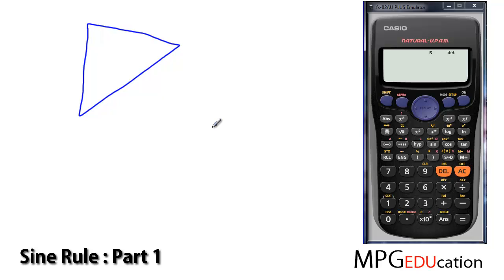If I have a triangle and that triangle has two sides, let's make this side 5 and let's make this side 6, and we have an angle here of 40 degrees and an angle here, theta, that we don't know about. We can use the sine rule to calculate this angle.